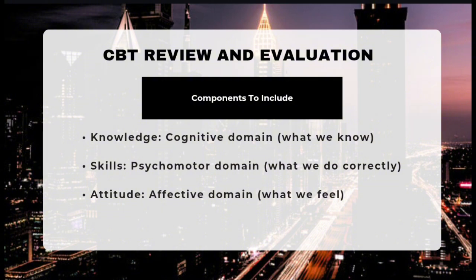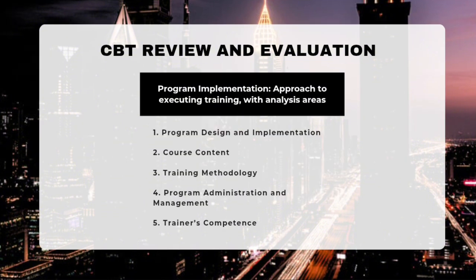Attitude, affective domain, how the learners feel, behave, and respond to the training. It measures their interest, motivation, and confidence. These three components help determine if the training achieved its goals. Program implementation is how the training is planned and conducted. It includes the program design, course content, training methods, management, and the trainer's competence. These areas help determine if the training was successful.